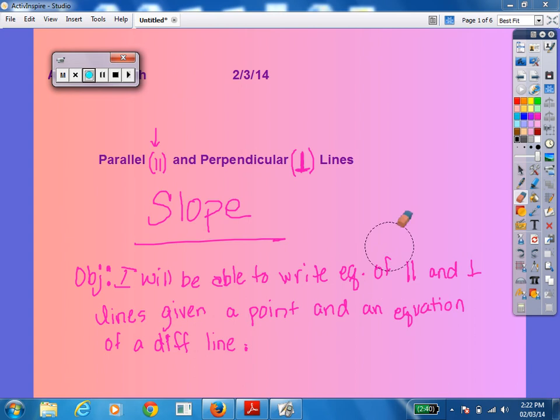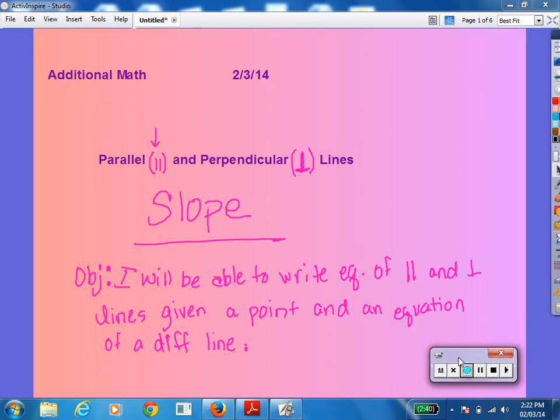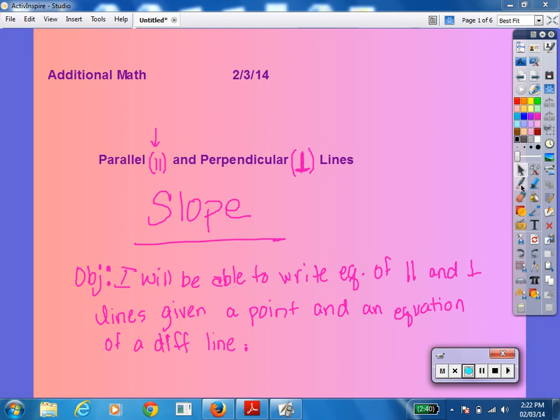Okay guys, here we go. Today's objective is for you to be able to write equations of parallel and perpendicular lines given a point and an equation of a different line. So really making you do a lot of thinking here, a lot of application.